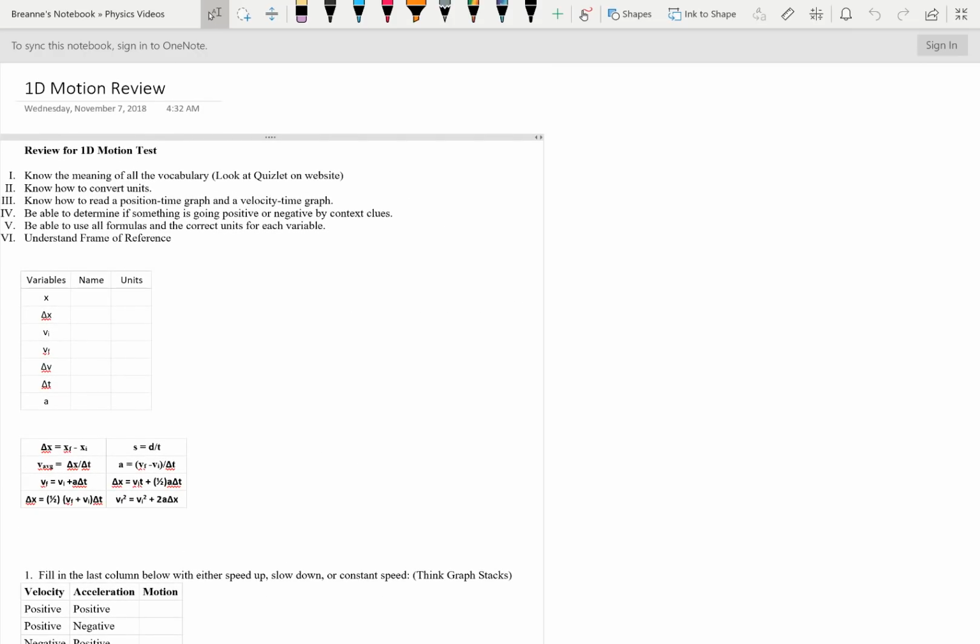So on your review sheet, you see a couple of things just to give you a heads up about. I would know the meaning of vocabulary. You won't necessarily have questions like what is acceleration on your test, but knowing the meaning of the vocabulary will help you answer the word problems that are on your test.